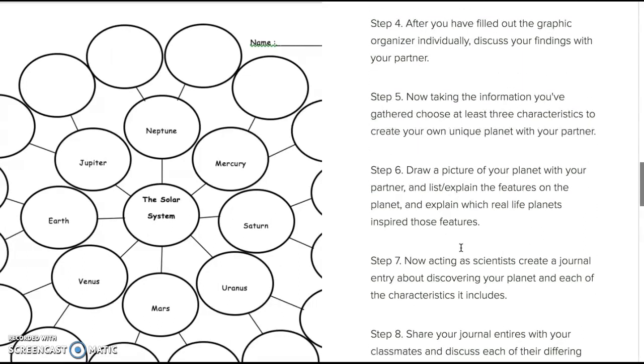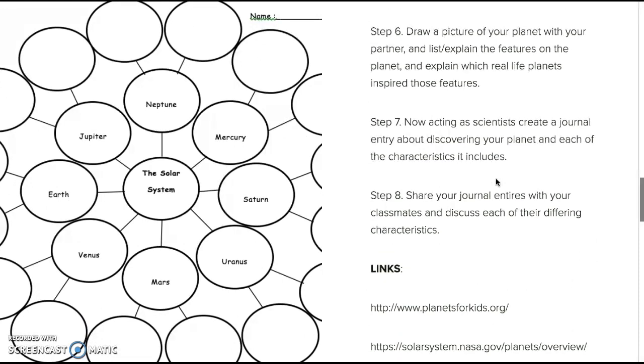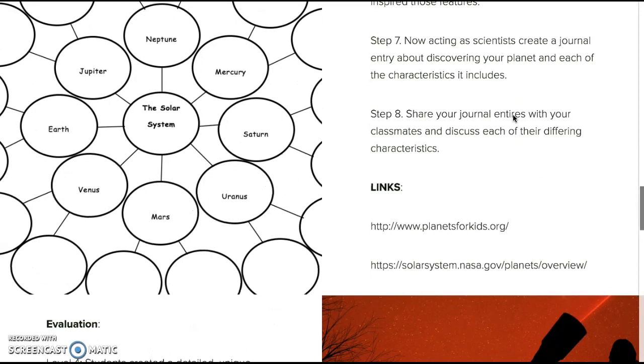Step 5, now taking the information you've gathered, choose at least 3 characteristics to create your own unique planet with your partner. So you're going to work together. Be cohesive. Step 6, draw a picture of your planet with your partner and list and explain the features on the planet and explain which real-life planets inspired those features. Step 7, now acting as scientists, create a journal entry about discovering your planet and each of the characteristics it includes. Step 8, share your journal entries with your classmates and discuss each of their differing characteristics.